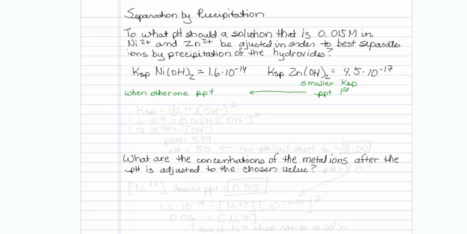So, to figure this out, what I can do is take my KSP is equal to nickel 2+ times hydroxide concentration squared. And I know my KSP is 1.6 times 10 to the minus 14. My nickel is 0.015 molar. So I just would like to find my hydroxide concentration, and then I can get the pOH and the pH. So, putting that into my calculator, I get 1.03 times 10 to the minus 6 molar is equal to my hydroxide concentration.